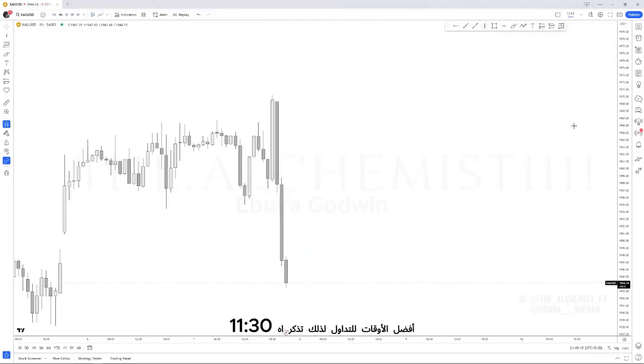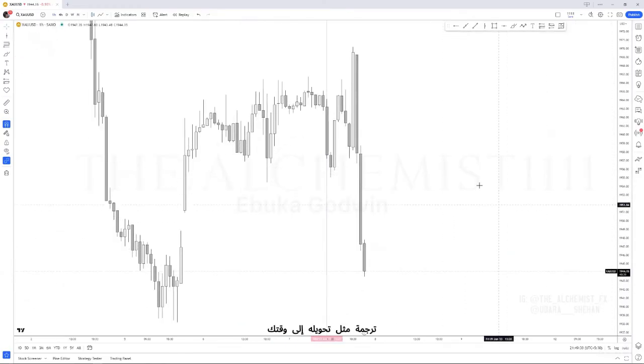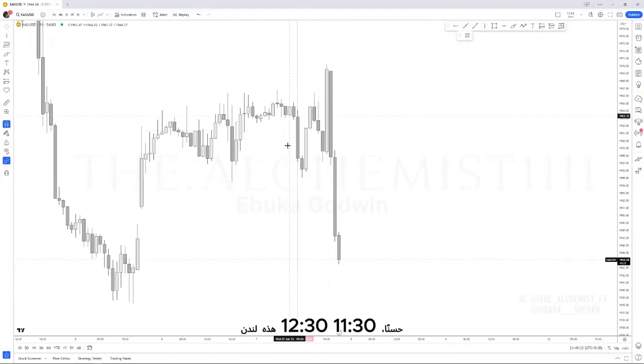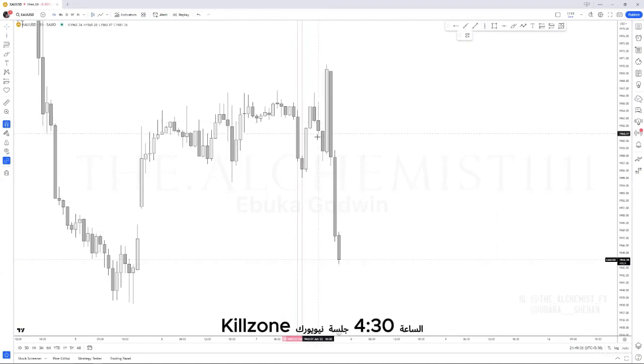So remember, 11:30 a.m. my time, like I told you, is IST, Indian Standard Time. You can go to Google and convert it to your time. So 11:30 and 12:30 are the London kill zone and London open, and the New York kill zone is at 4:30 and the New York session is at 5:30.